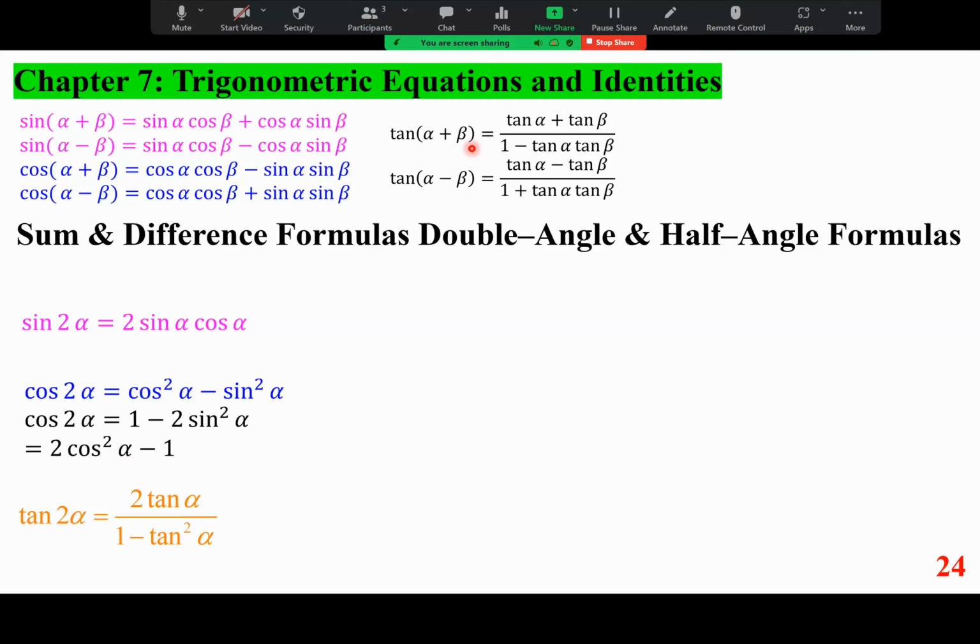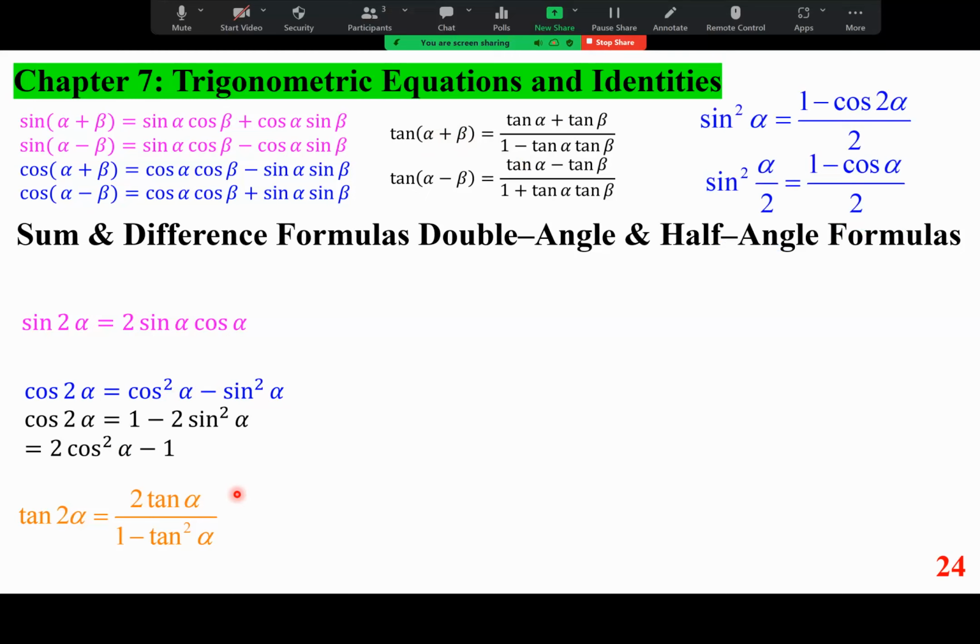Tan of 2 alpha, all you have to do here, put another alpha, and it proves tan of 2 alpha is 2 tan alpha over 1 minus tan squared alpha. You're not responsible for the proof, but if you remember, it helps you. In case you forget something, you can easily prove that tan of 2 alpha is 2 tan alpha over 1 minus tan squared.